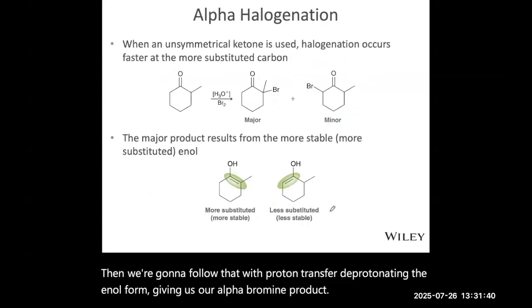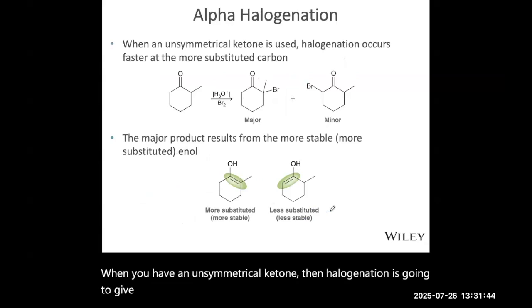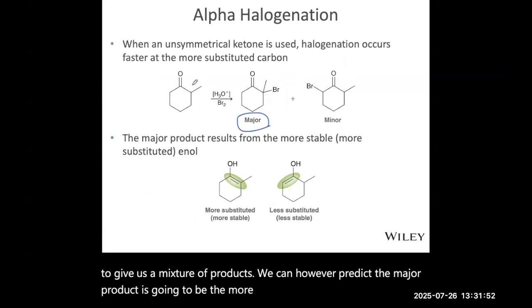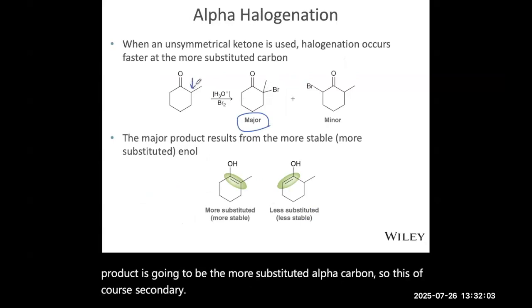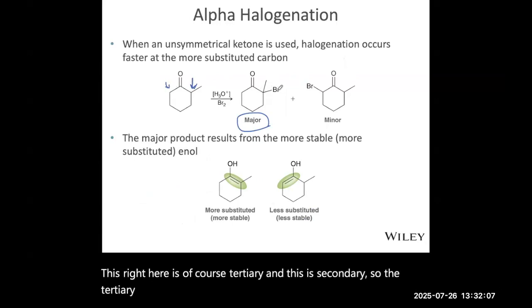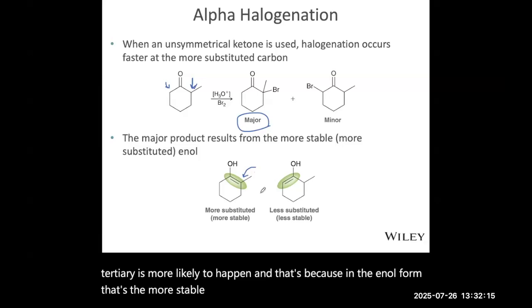When you have an unsymmetrical ketone, then halogenation is going to give us a mixture of products. We can, however, predict the major product is going to be the more substituted alpha carbon. This right here is, of course, tertiary, and this is secondary. So the tertiary is more likely to happen. And that's because in the enol form, that's the more stable alkene, the one that has the double bond with the more substituents.